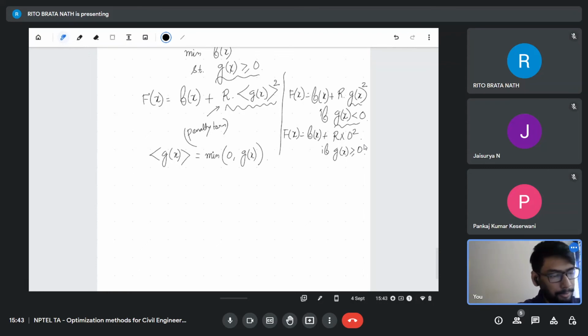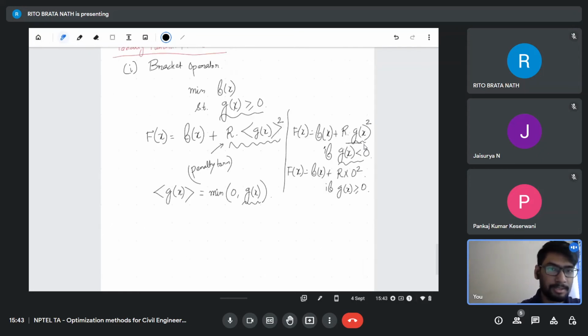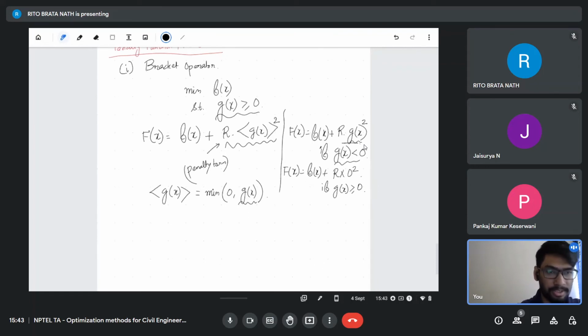So if your g(x) is greater than or equal to 0, you are getting back the minimization, which is 0. But if your g(x) is less than 0, then that is less than the first term. So that means you are left with g(x) only, and you put that as the penalty. So that's the main idea about this penalty function method. And there are different expressions of penalty terms that you can put.